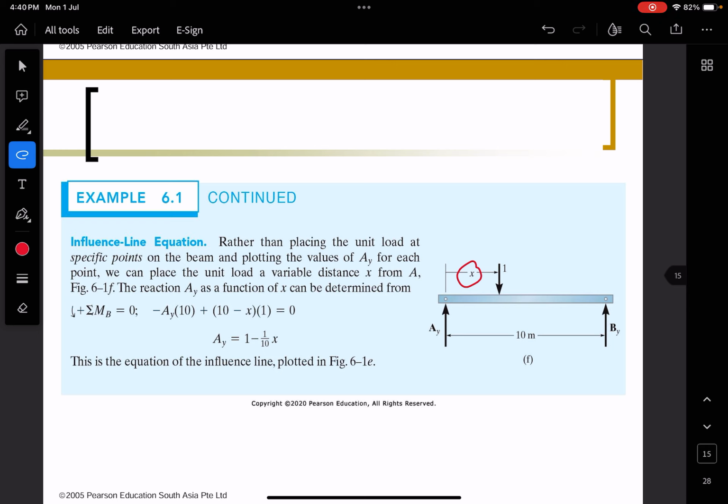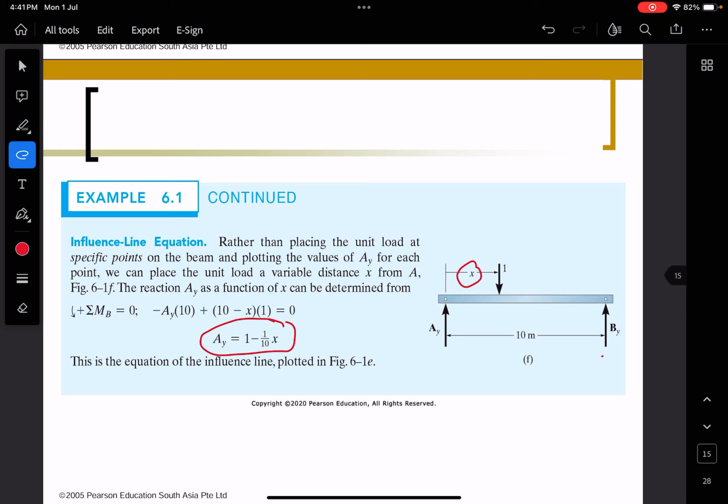Yeah? So you do summation moment at B, you can have AY times the distance, yeah, and the rest, then you can have this AY. So this is the influence line equation for constructing the value at AY. Yeah? For constructing the influence line at AY. Yeah? So you use this value.